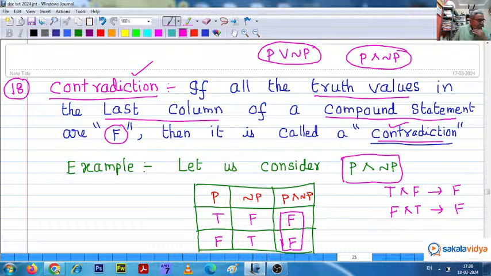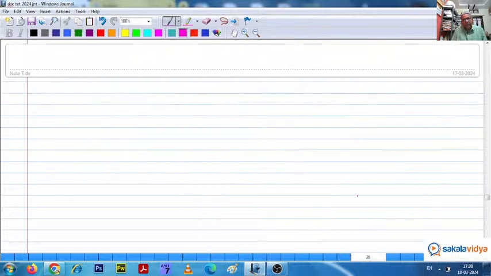So next let us discuss, let's have a discussion on quantifiers. Do you have any idea about quantifiers? So quantifiers, these are also very, very important. Quantifiers.